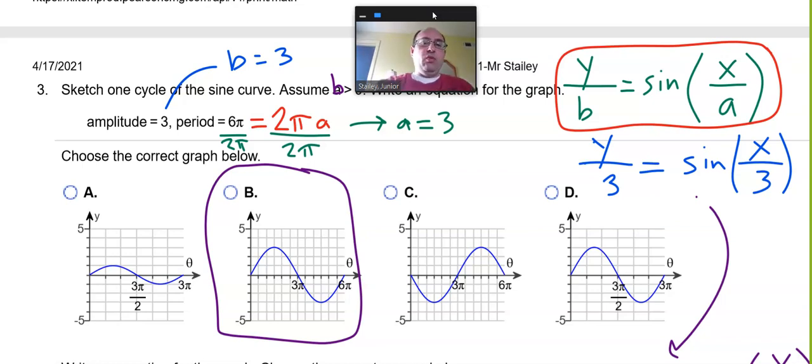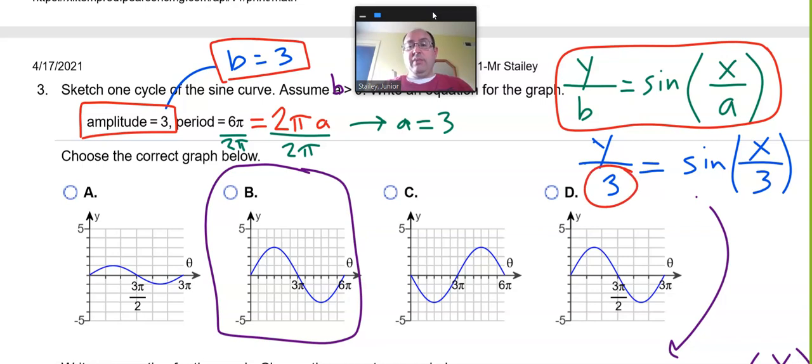So one of the things I want you to notice is that the amplitude is given to you as 3. That is the b value right there, and that's going to be in the denominator underneath the y. That is the vertical change. That's the multiplier on the y's. So we're basically saying that we're taking the graph and stretching it by 3. That means it went from an amplitude of 1 to an amplitude of 3.